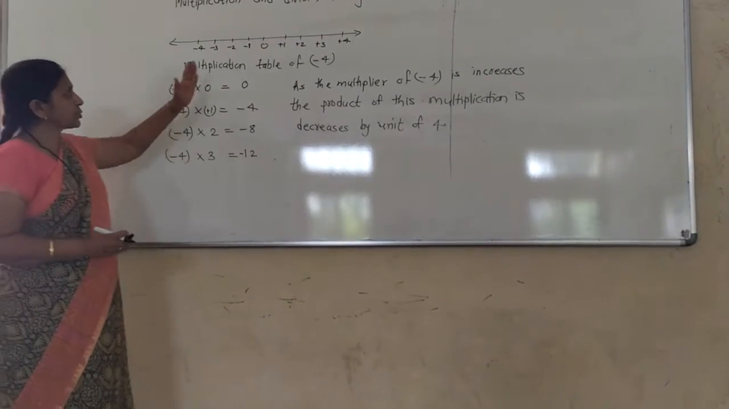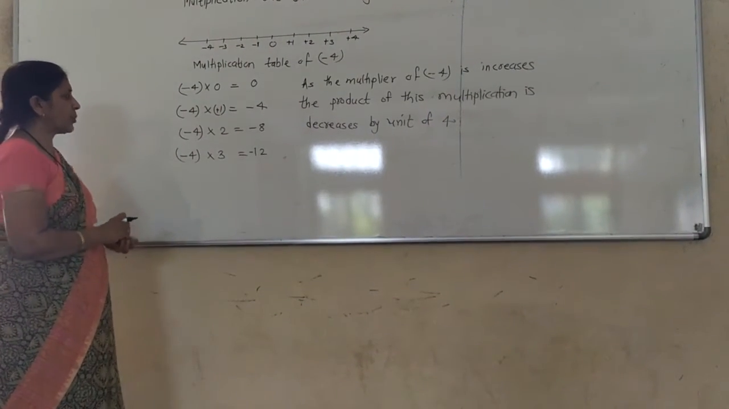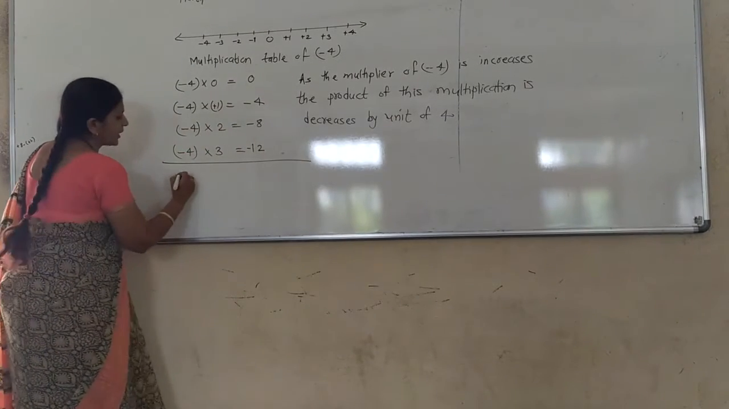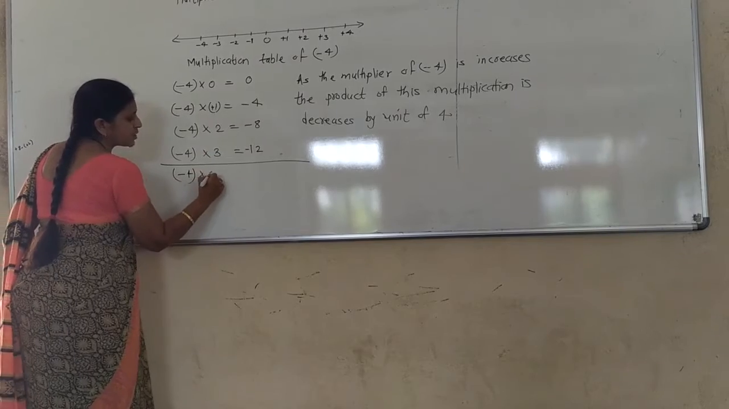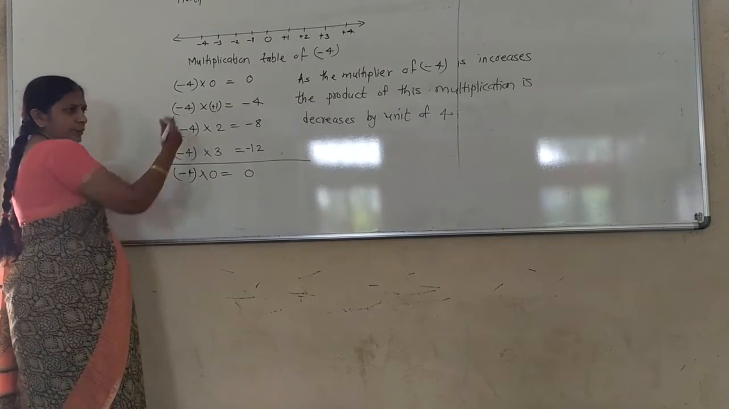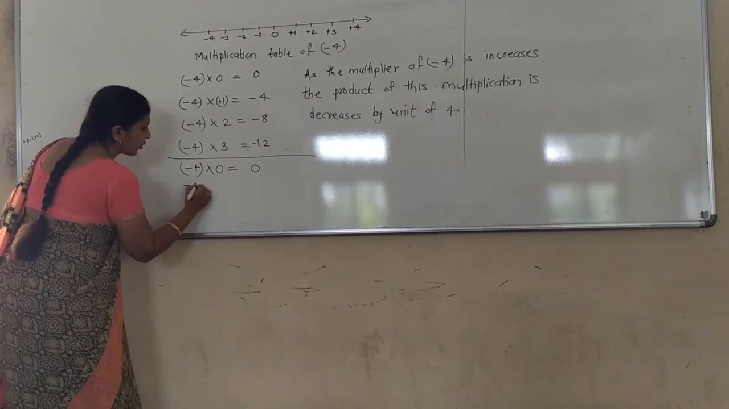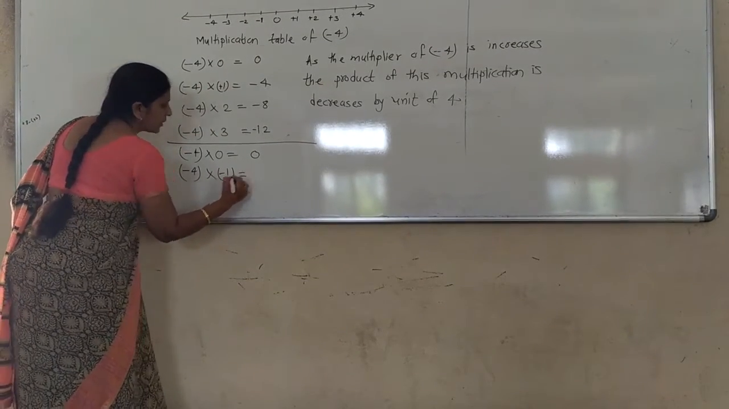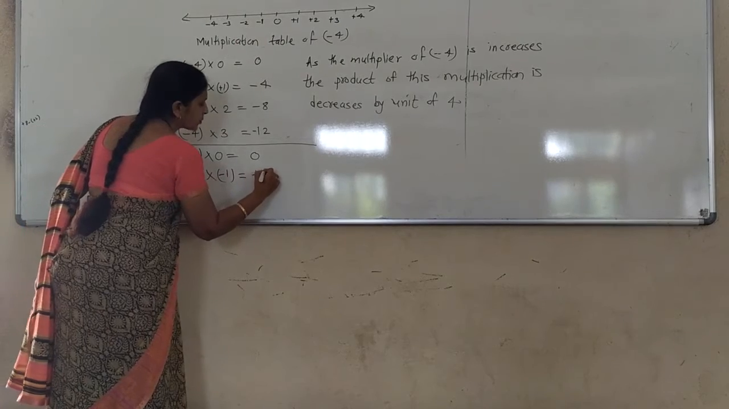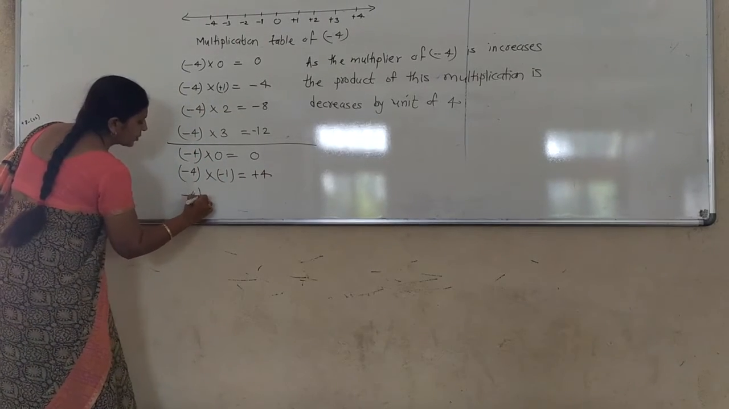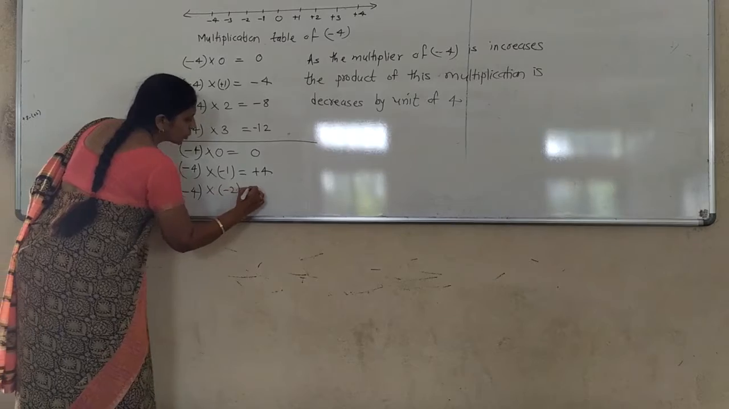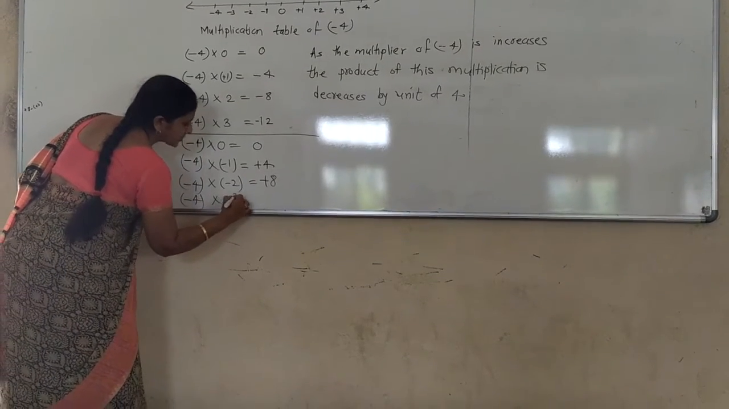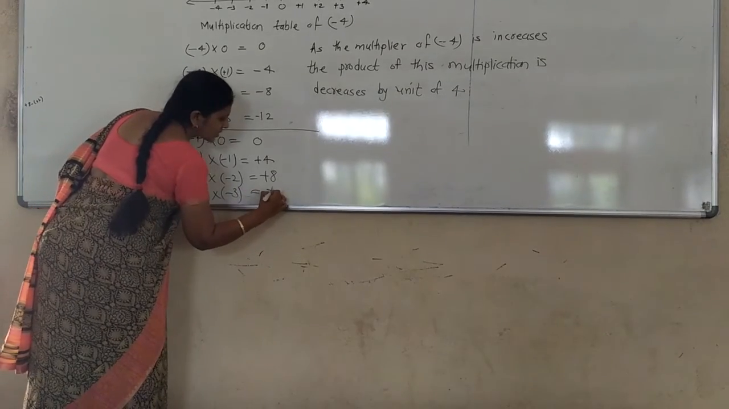Now we are going to the left hand side, that is the negative part. Minus 4 multiplied by 0, you know, is 0. Now I will go to the left hand side. Minus 4 multiplied by minus 1, here we will get plus 4. Then minus 4 multiplied by minus 2, you will get plus 8. And minus 4 multiplied by minus 3, here you get plus 12.